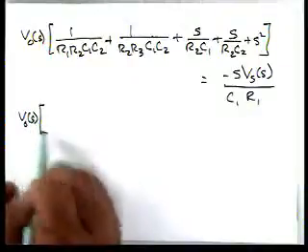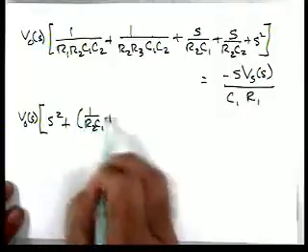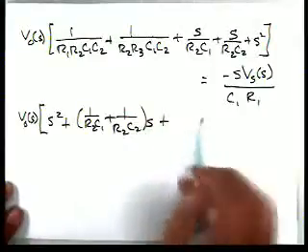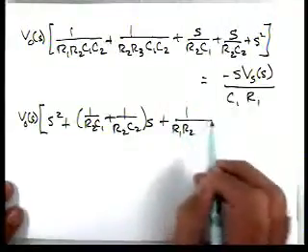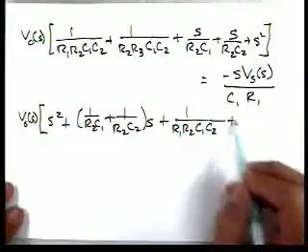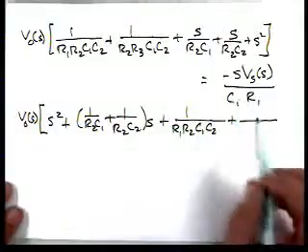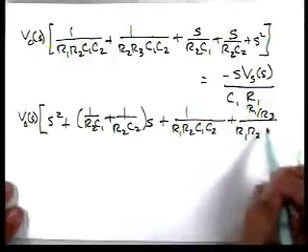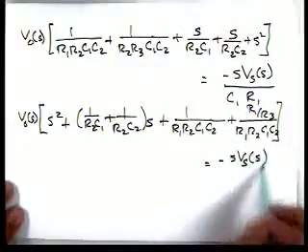So V0 of S becomes S squared plus 1 over R2 C1 plus 1 over R2 C2 times S, and then we have 1 over R1 R2 C1 C2, and if we want to get this over a common denominator here, we could go in and write this as 1 plus R1 over R3, and then this would be over R1 R2 C1 C2, is equal to minus S Vs of S over C1 R1.